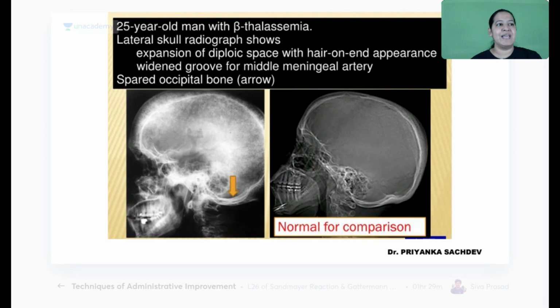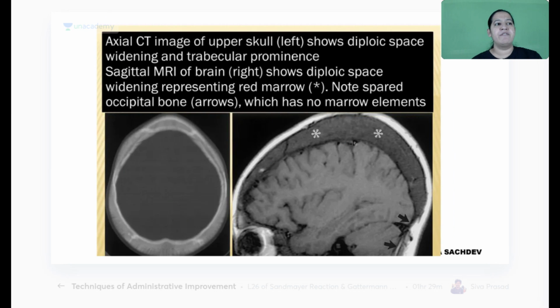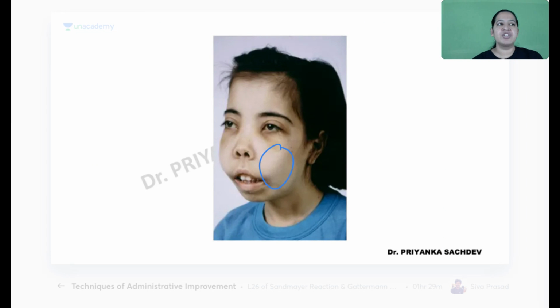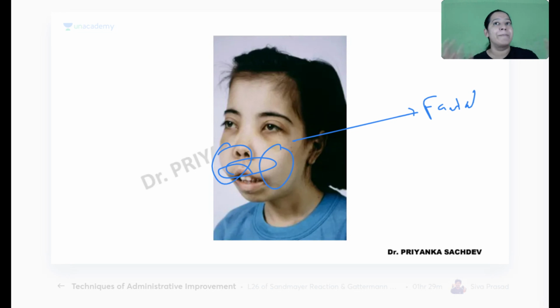So marrow expansion you can see here also in the skull bone. Compare it with normal. Can you see? This is marrow expansion seen in the skull bone. This is marrow expansion seen in the cheekbones, in the maxilla bone. It is maxilla. So this is the typical facial appearance of a patient with thalassemia major or intermediate. It is not minor. So intermediate and especially major. This patient is having severe hemolytic anemia because of thalassemia, and bone marrow is compensating for that.